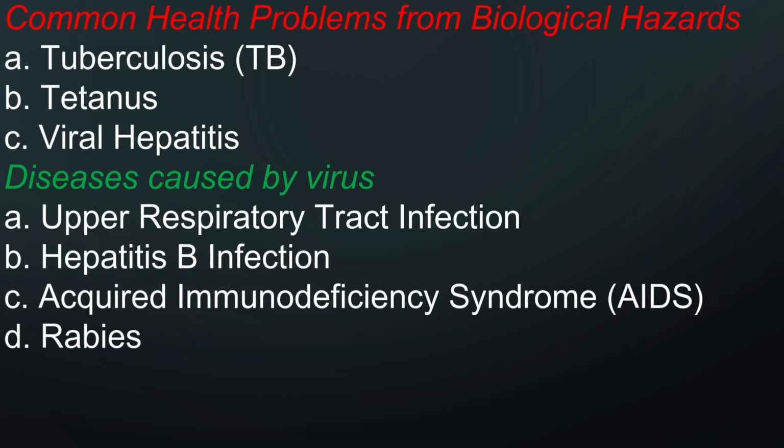Moving on to viral infections, viral hepatitis is a noteworthy mention. It involves inflammation of the liver and can be caused by different viruses. Most commonly, hepatitis B. Prevention and early detection are key to managing this condition. Additionally, diseases like upper respiratory tract infection, hepatitis B infection, acquired immunodeficiency syndrome, AIDS, and rabies also pose significant health risks. Each has its own transmission methods and preventive measures. Remember, understanding these diseases helps us take informed actions to protect ourselves and others.